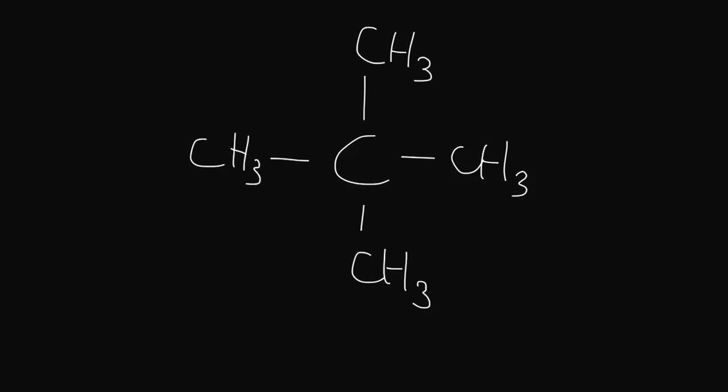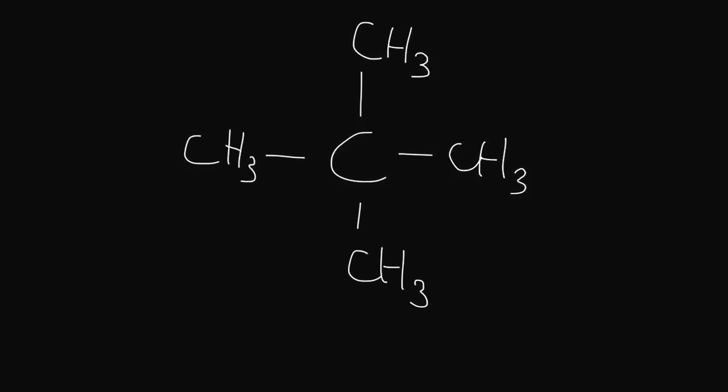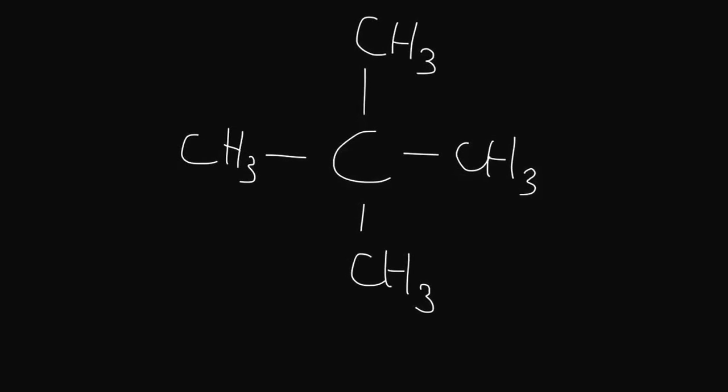Longest chain, 3, which makes it propane. Okay, this one's a bit more complex because here we go, 1, 2, 3. This one has 2 substituent groups. We haven't got a rule for 2 substituent groups, so here comes the next rule.